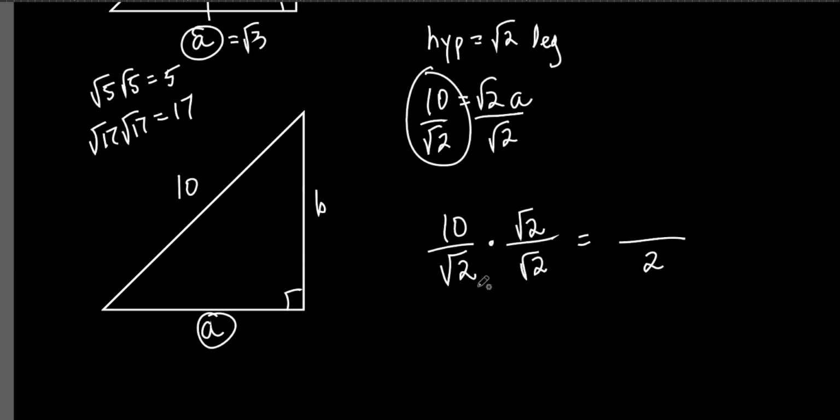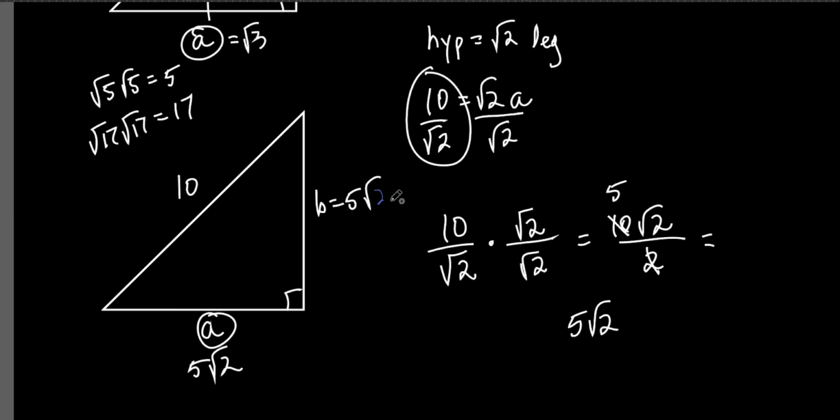All right, let's pay attention here. So the square root of 2 times the square root of 2 is 2. So what do you do when you multiply the top here? It's 10 square root of 2. Do we leave it like that? Do we circle it? What do we do? 2 divides into that 5 times. So your answer is 5 square root of 2. That's what A is. B is 5 square root of 2.